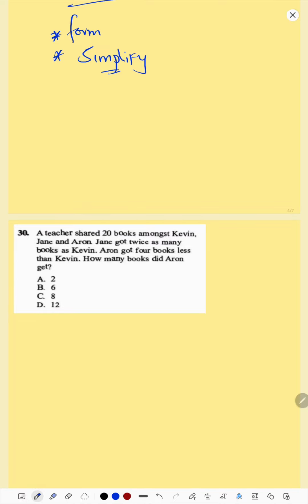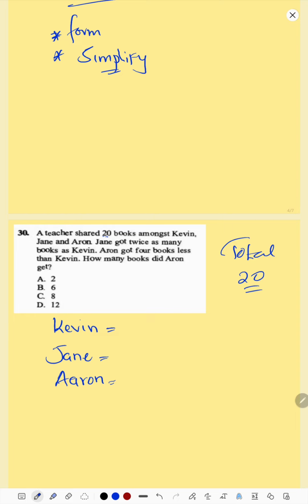Again, we have 3 people. We have Kevin, we have Jane, and we have Adam. Okay, and then we are given the total number of books. So the total books that were given is 20.